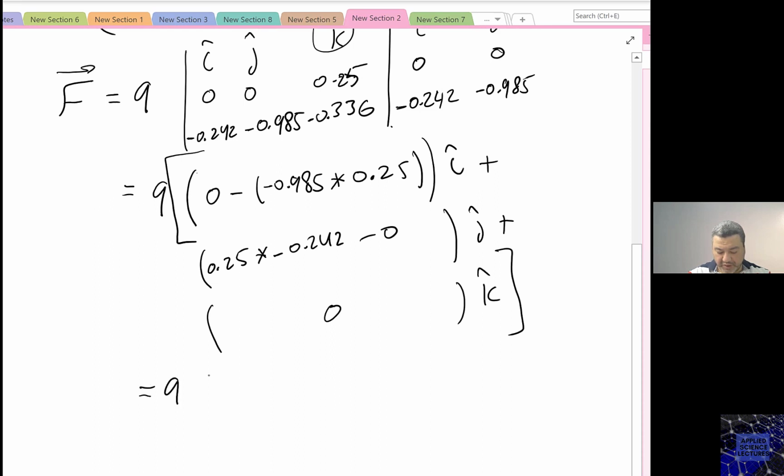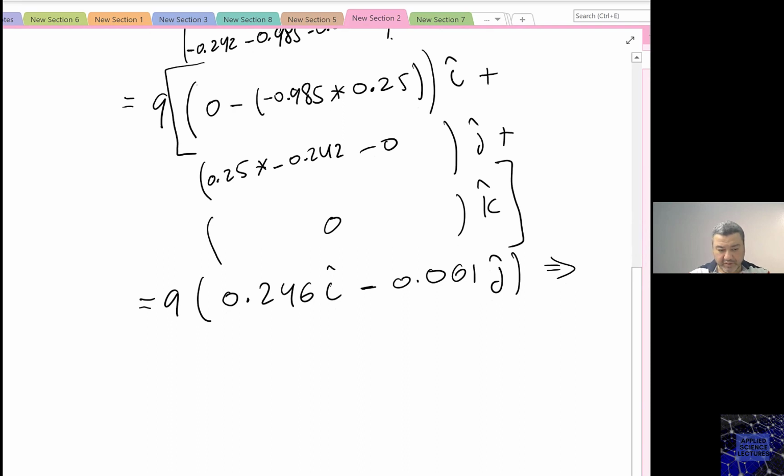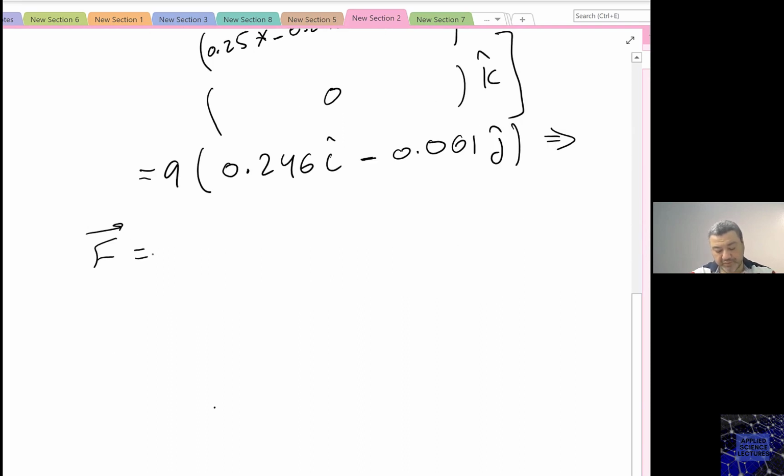So this equals 9 times 0.246 i minus 0.061 j, and here F equals 2.22 i minus 0.54 j newton.